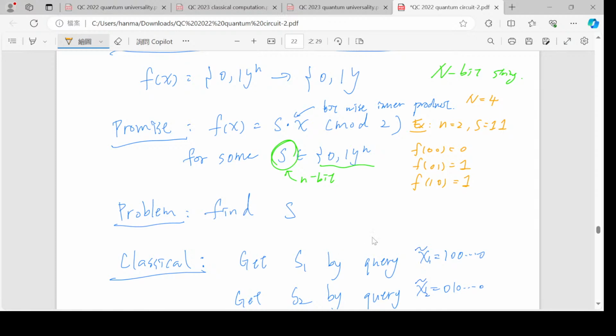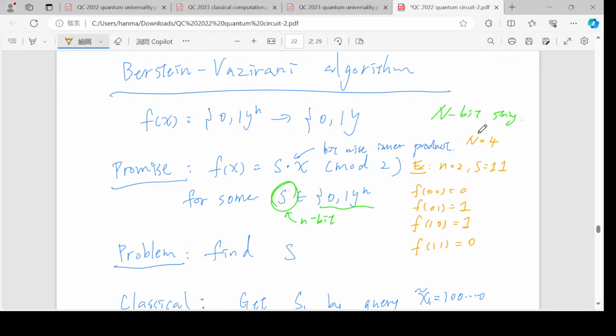Okay, and f of 1, 1 will equal the inner product between 1, 1 and 1, 1, and that's 2, but we mod 2, so that's 0. So you see that. What I want to say here is that we have the 2-bit string, and from the 2-bit string we calculate this 4-bit string 0, 1, 1, 0 as a truth table of f. So this is a very strong promise.